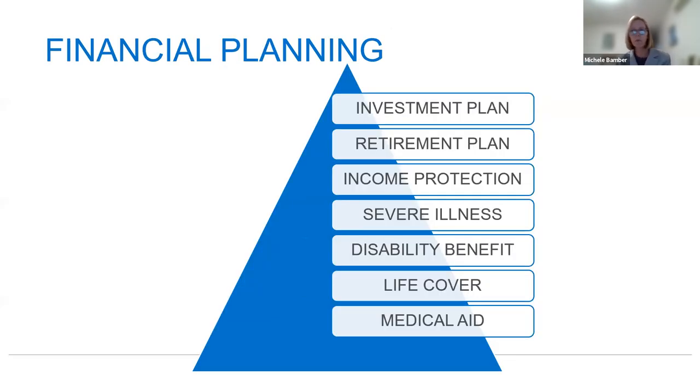So what is it that we're looking for? And we don't expect that everything in the pillars of financial planning are addressed immediately. It's a process, but it's important that you address those things that are most important to you at that time first. And everybody's situation is different. But the pillars are investment planning, retirement planning, income protection, severe illness, that's the dreaded diseases, disability benefits, your life cover, and medical aid. And very often, we also look at the short term, but a lot of people don't always do that. They don't always look at that.